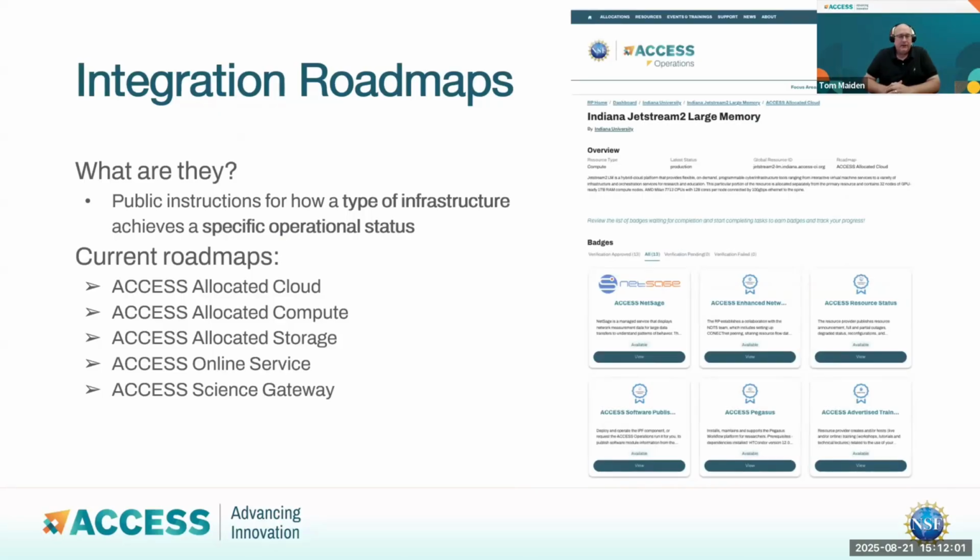So how do we do this? Well, I'm part of the Access Operations Group. JP joined us today. This kind of was his baby back in the beginning, where we have this notion of integration roadmaps, and essentially that means that when an RP wants to come in and join the Access program, they have a set of instructions that is broken down into some easily digestible pieces about how they do that. And we have a different roadmap for each of these kinds of things. So for cloud, for compute, for storage, online services, and in this group, specifically science gateways.